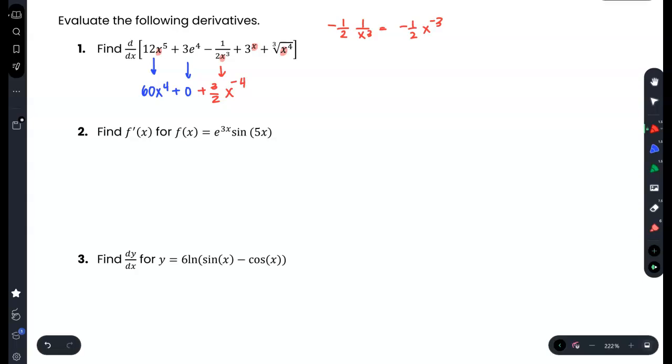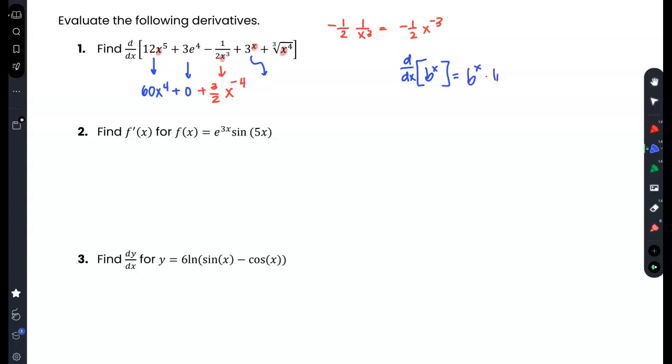The next one is straight from the derivative sheet. We had on our formula sheet, the derivative of any b to the x is b to the x times the ln of b. So in this case, this should have just been 3 to the x times the ln of 3. And then we have another one that required a rewrite, this time with a fractional exponent because of that radical. So we had this cube root of x to the 4th could be written as x to the 4/3. Power rule again, 4/3 x to the 1/3.